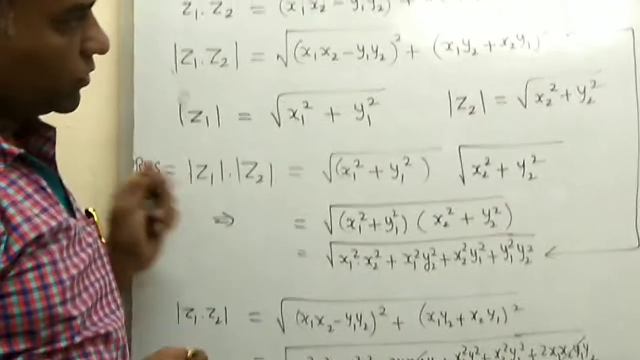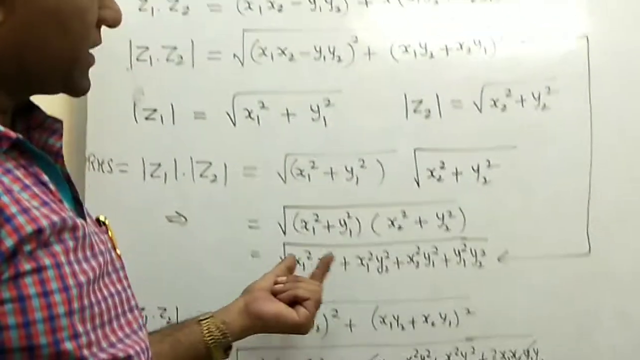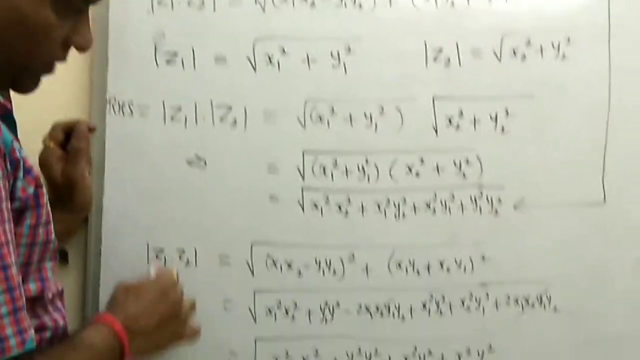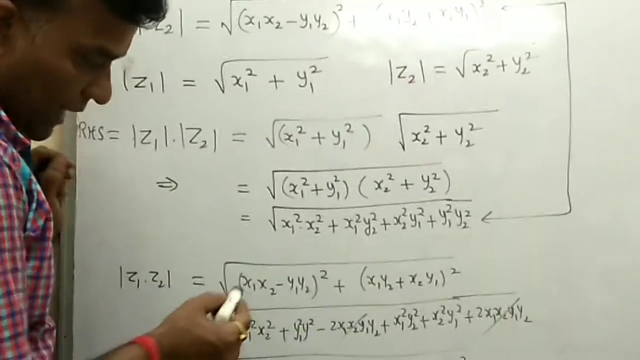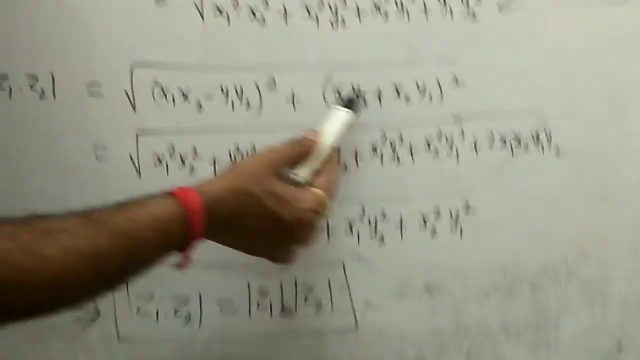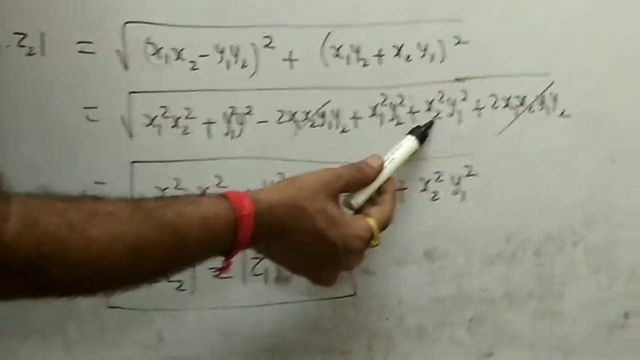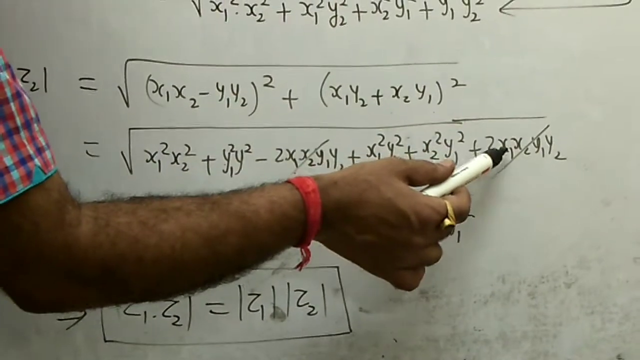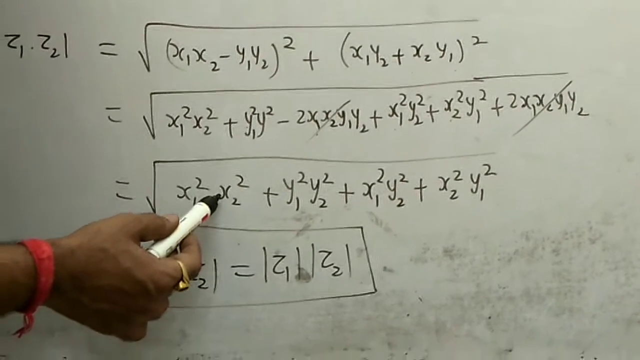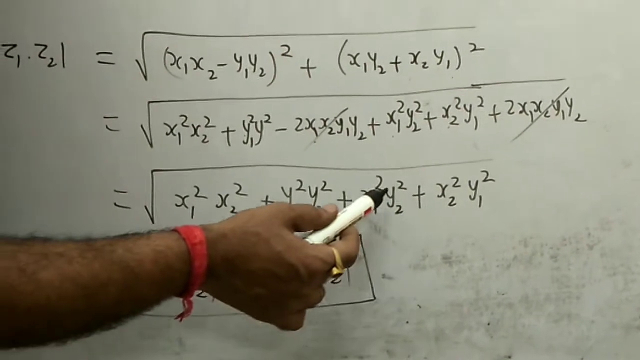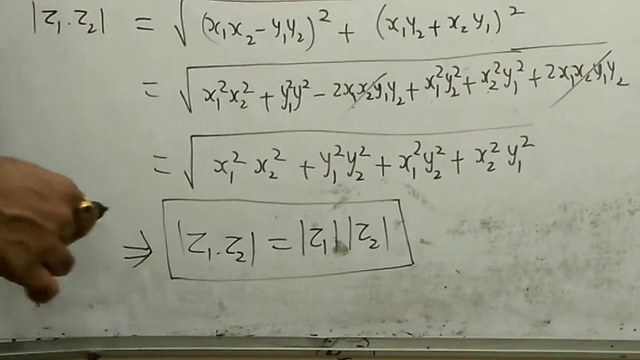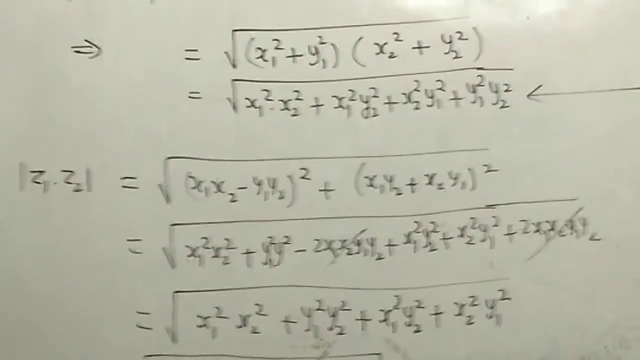Now this value and this value do not match yet, but here a whole square is given. After simplification of the whole square, we open the brackets: a minus b whole square is a square plus b square minus 2ab, and a plus b whole square is a square plus b square plus 2ab. The plus 2ab and minus 2ab are the same, so they cancel out. We get x1 square x2 square plus y1 square y2 square, x1 square y2 square, and x2 square y1 square. Now both values are the same. It means the left hand side and the right hand side are equal.